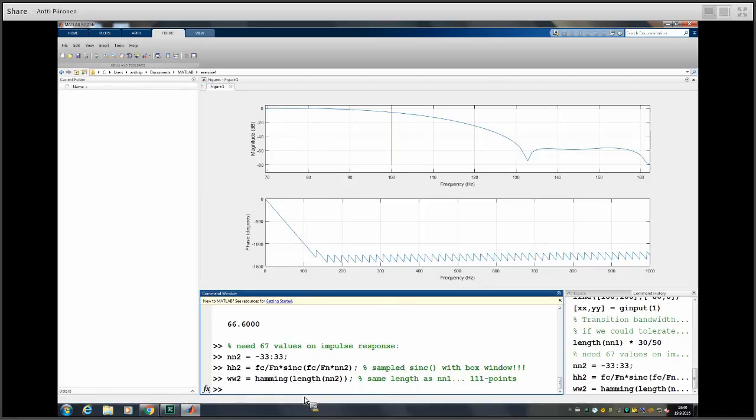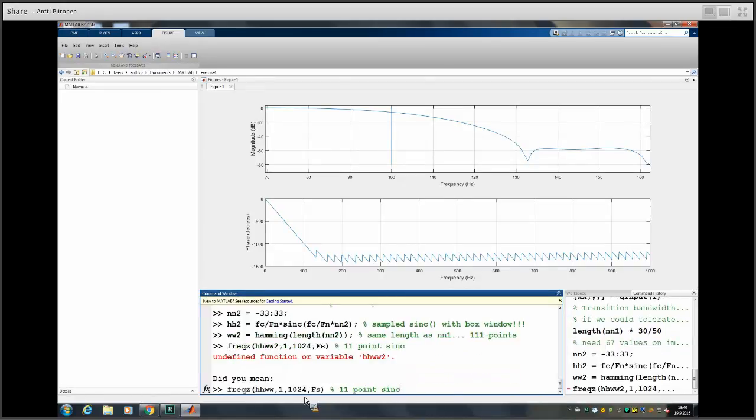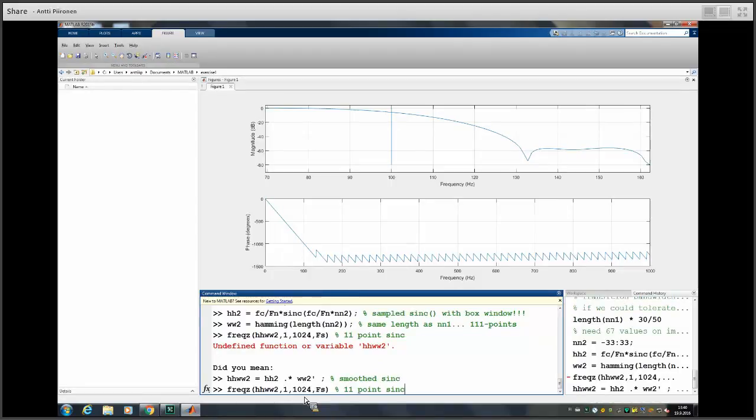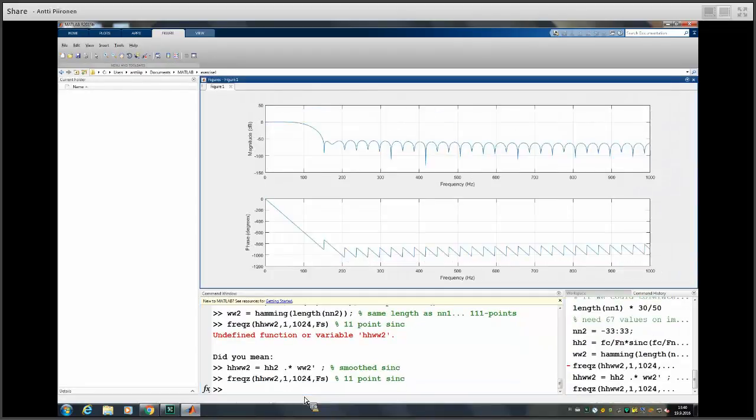And now we have the length correctly. Whoa, what happened? Oh, I didn't do the HSWW. Okay, so that's the windowed sink, smoothed sink. And now we can do the frequency response. There we go.